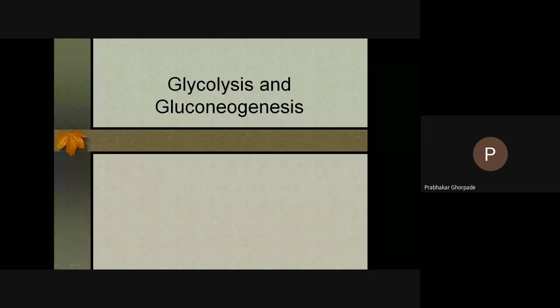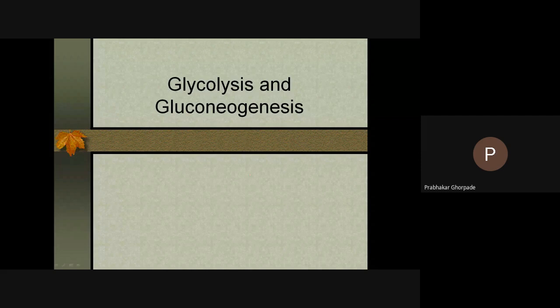Okay, so today's topic is glycolysis and gluconeogenesis. When we say glycolysis, glycolysis means breakdown of glucose. Under carbohydrates, there are different carbohydrates like glucose, fructose, lactose, galactose. So first we are going to see what is glycolysis, and in the next step we will see the different steps of gluconeogenesis.